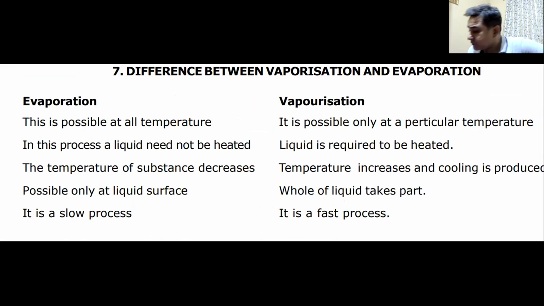Quickly, again, this is evaporation and vaporization. You must understand, because the question has come straightforward on that. Vaporization is possible only at a particular temperature, the boiling point, or whatever you call it, the vaporization point. Evaporation is possible at all pressures, at all temperatures. Here the liquid needs to be heated. Here there is no necessity of the liquid being heated. Evaporation is a surface process. It is a very slow process. It happens only on the liquid surface. Vaporization can happen in the entire liquid. This is a very fast process.